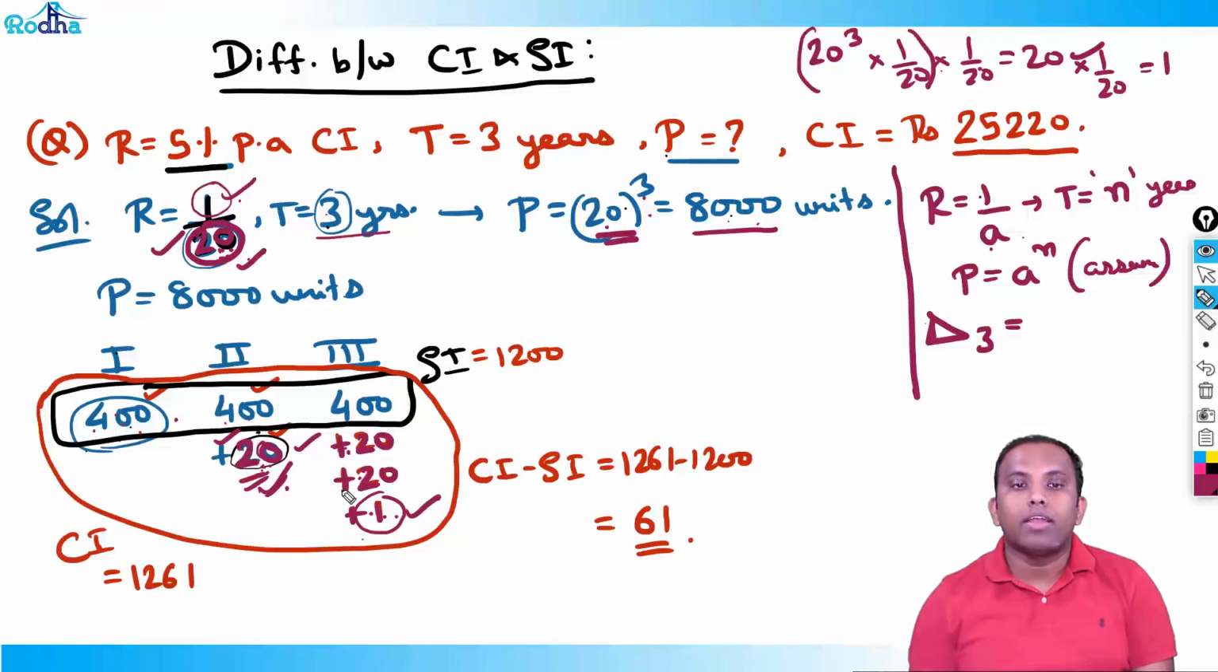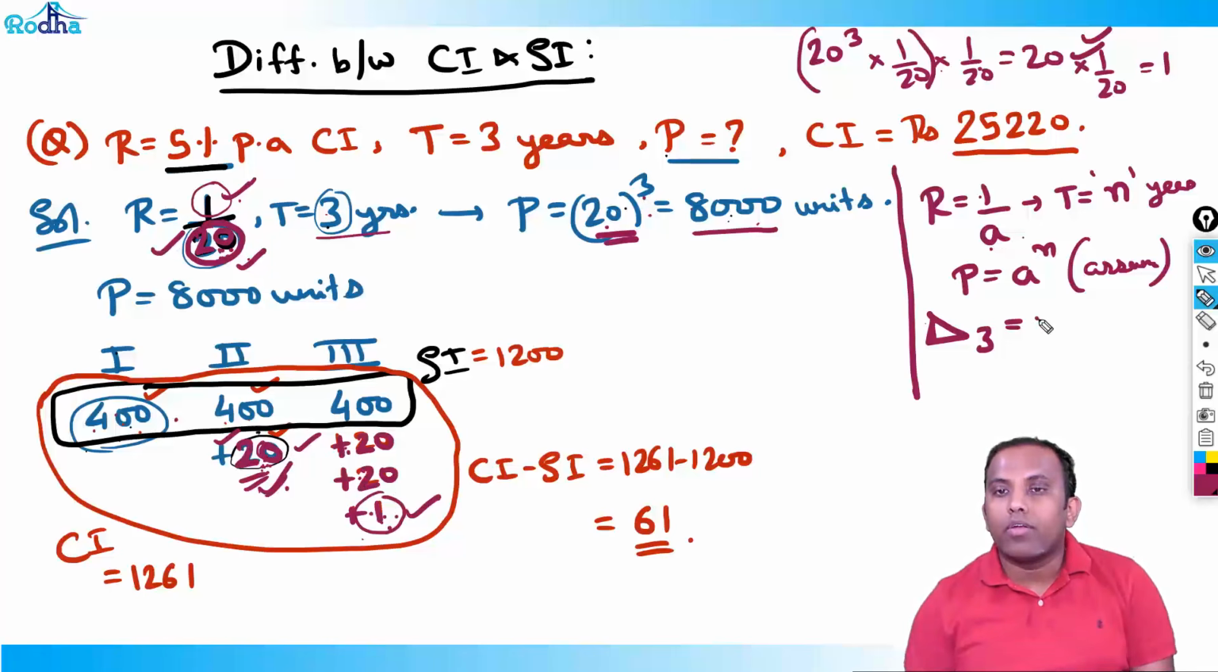This 1 is again 5% of 20. What is 5%? 1 by 20. So 1 by 20 will again give me 1. What is this one? This is the numerator, right? Then what is delta 3? Delta 3 is 20 into 3 plus 1. What is 20 here?